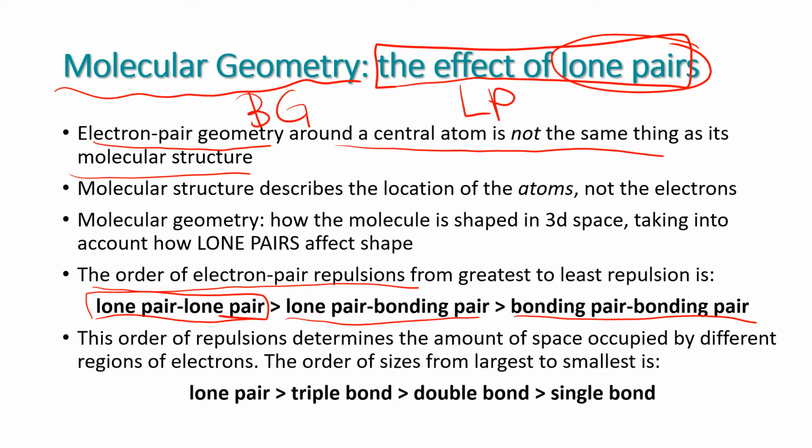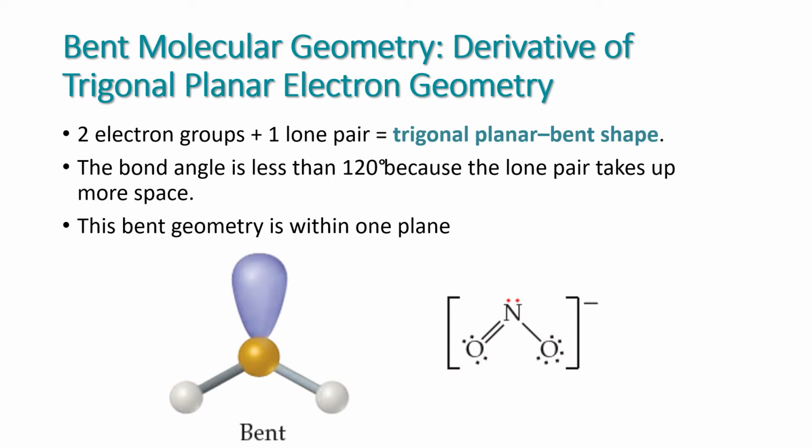And then we also have the order of repulsions based off of different types of regions. By different regions of electrons, we just mean lone pair versus triple bond, double bond, single bond. So lone pair needs the most space. Next is triple bond, which makes sense because you have 6 electrons being shared, and then 4 and then 2 electrons being shared for a single bond. So we're going to get right into the different shapes.